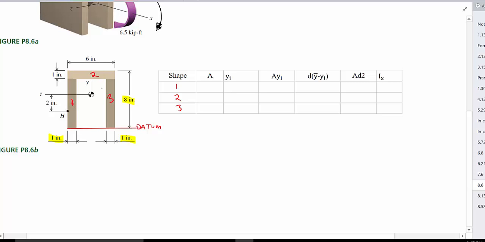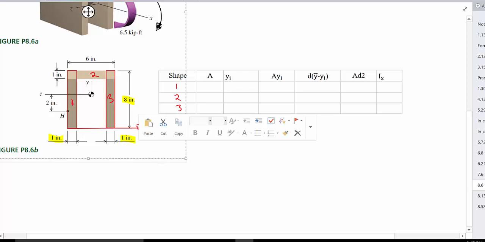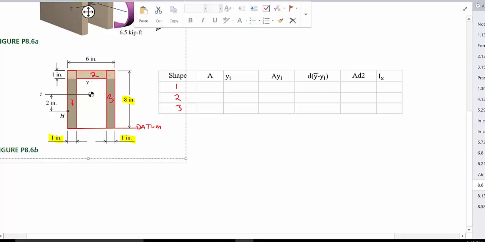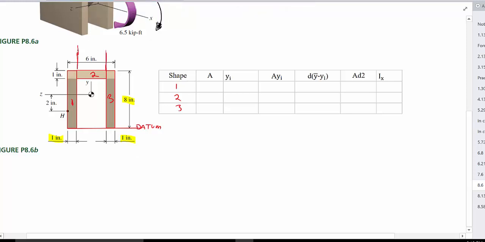So what I'll do is I'll just go ahead and say that members 1 and 3 are both 1 inch wide and then 8 inches tall, right? And there's no reason for choosing that way. That's just what I'm choosing today, right? So that means member 2 is then going to be reduced to 4 inches wide and 1 inch thick, okay?